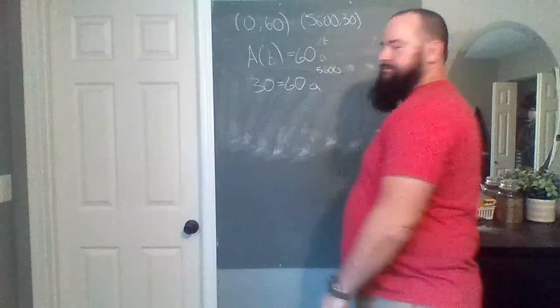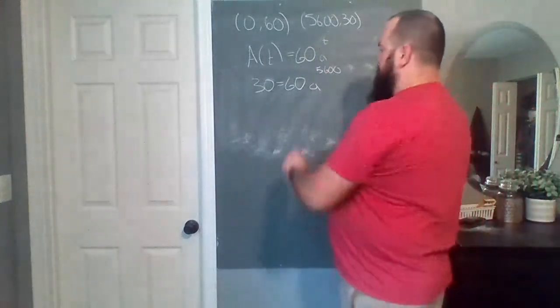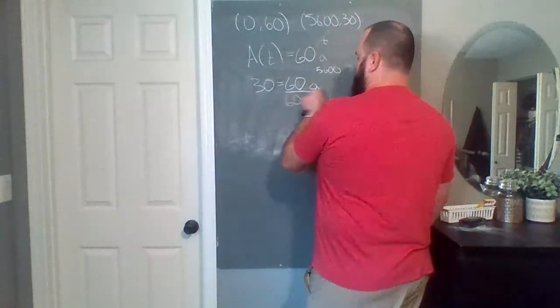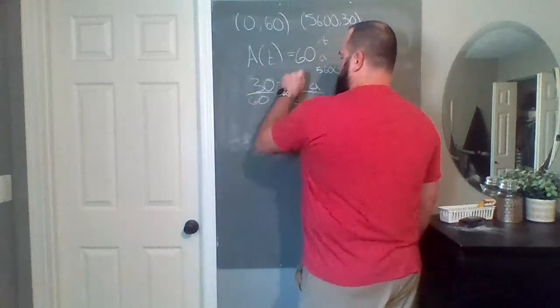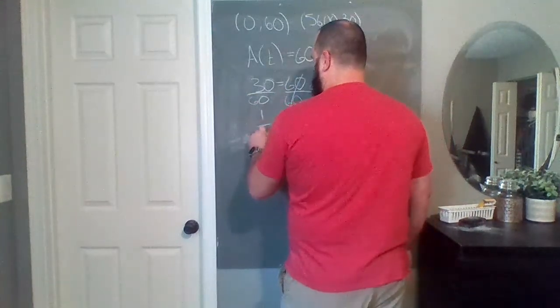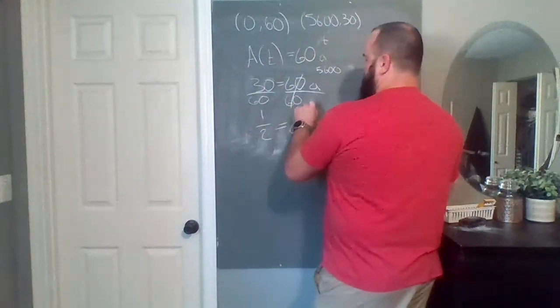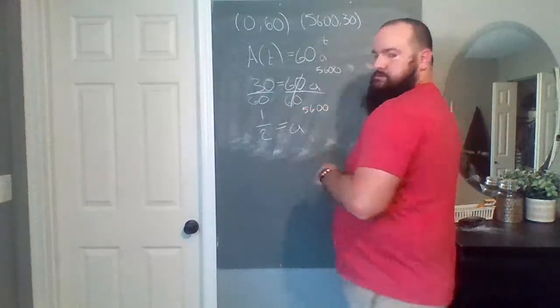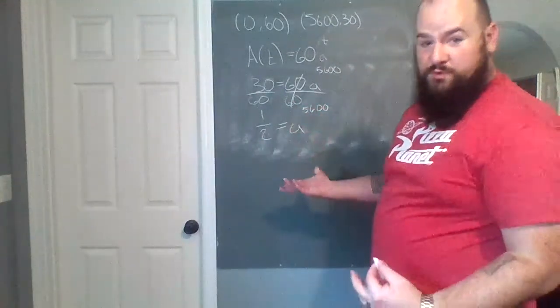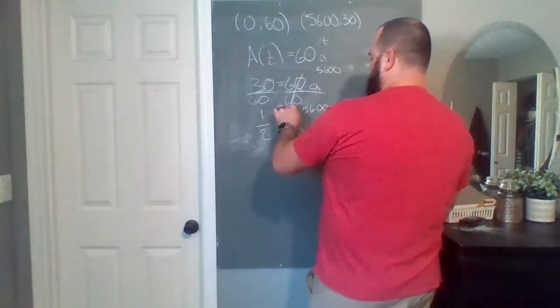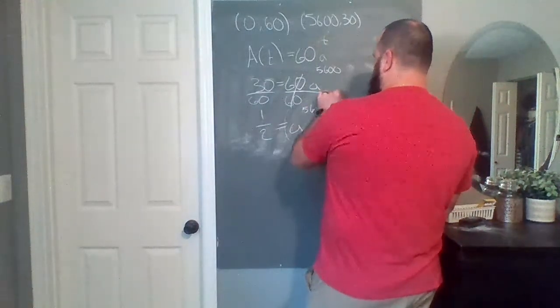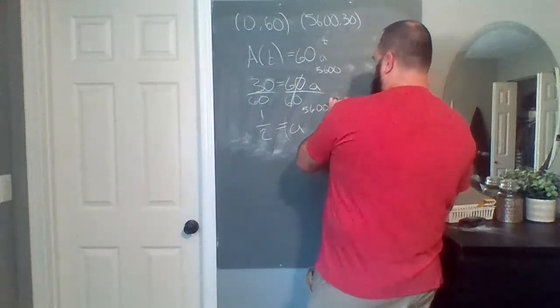From here, divide by 60. And 1/2 equals a to the 5600. So I take the 5600th root of both sides, or raise it to the 1 over 5600.